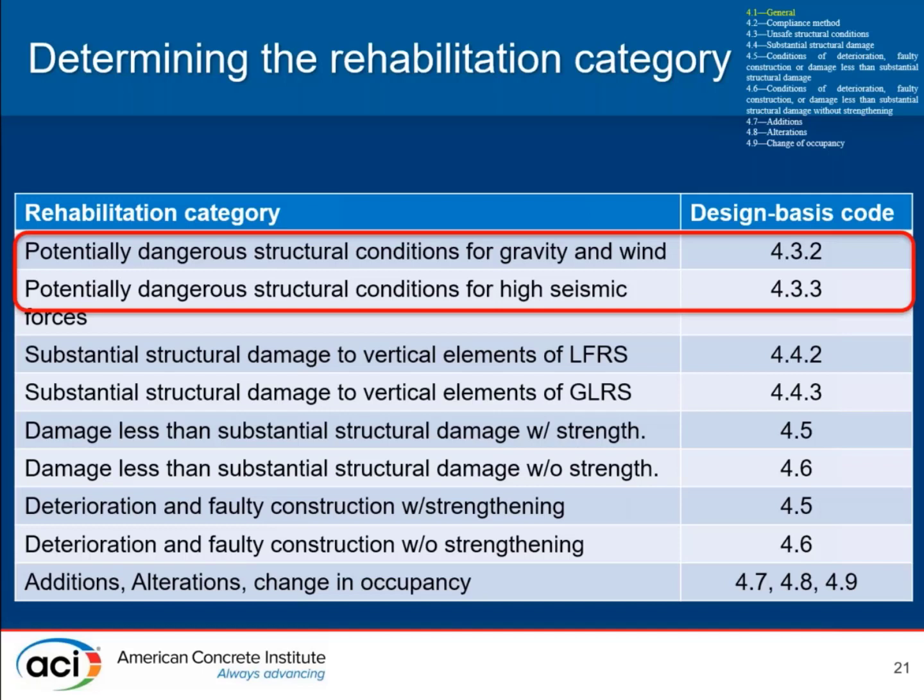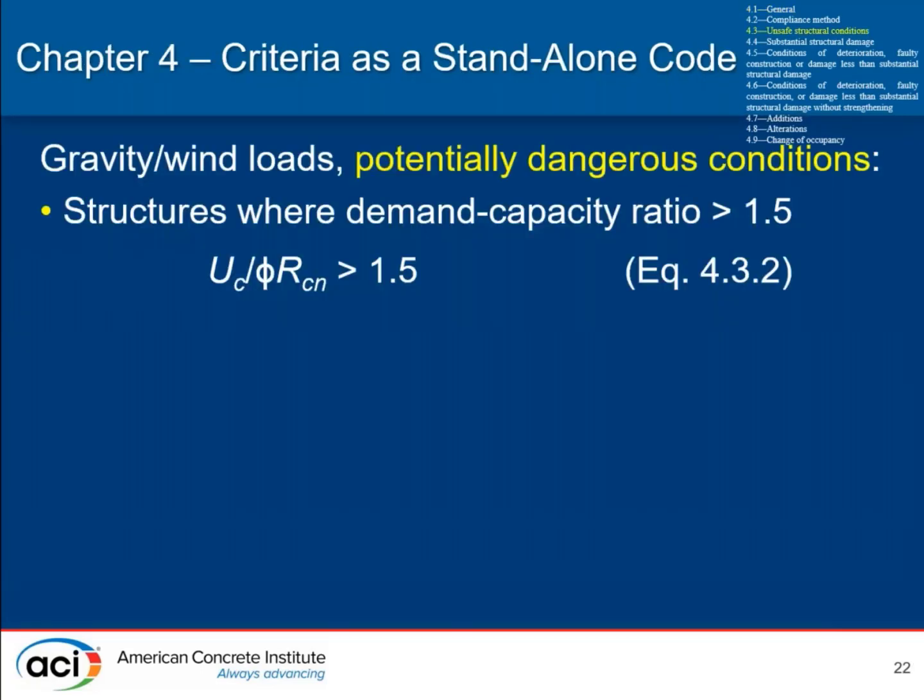So let's start with the two cases that are circled in this table. The case of potentially dangerous structural conditions, a classification, by the way, that will likely be renamed in the 2025 edition of ACI 562 to parallel a renaming in the IEBC.